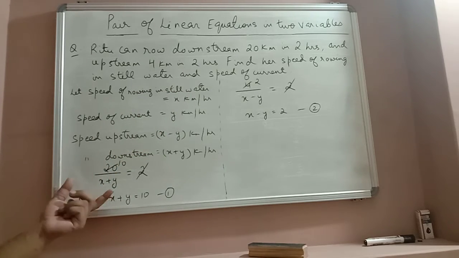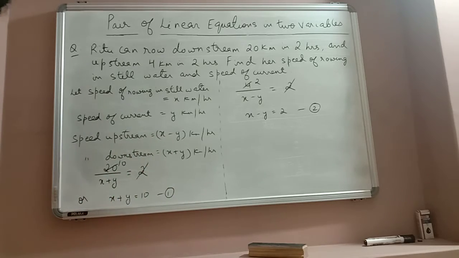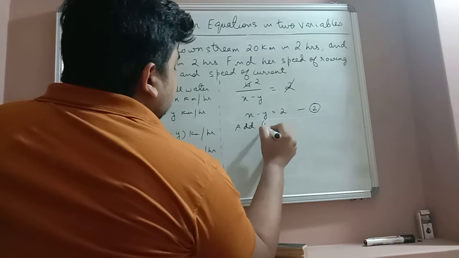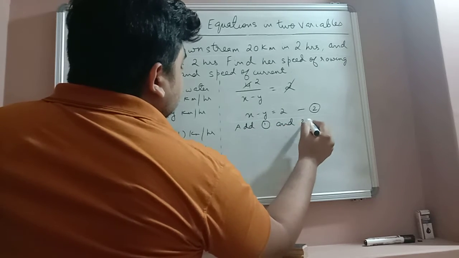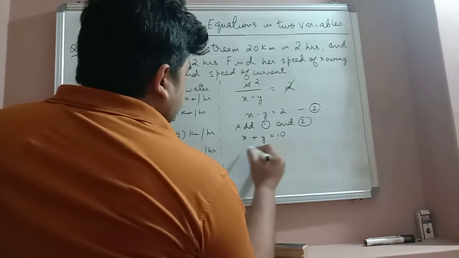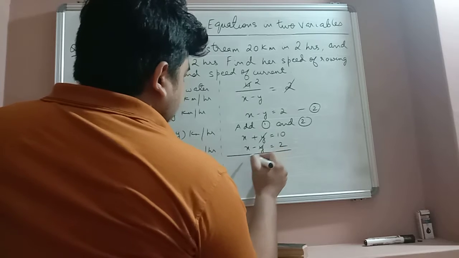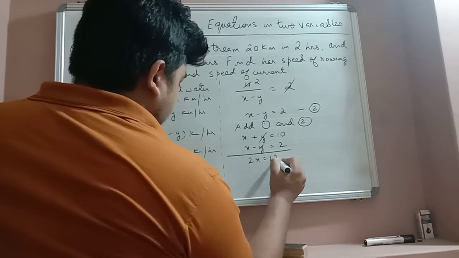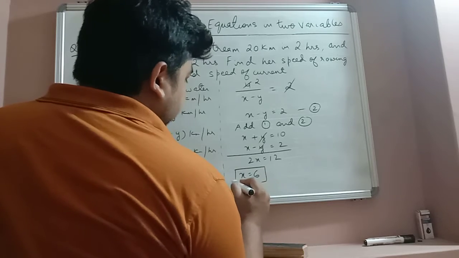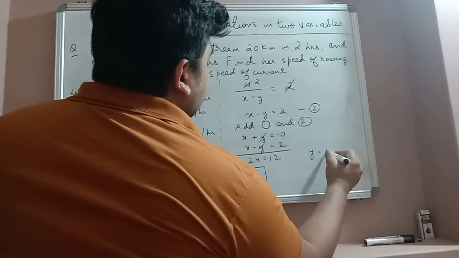So we can easily add these two equations in order to eliminate y and get the value of x. So let's add these two equations. We'll get x plus y equals 10 and x minus y equals 2. On adding, I'll get 2x equals 12. x is equal to 6. Since I've got x equals 6, y will be equal to 4.